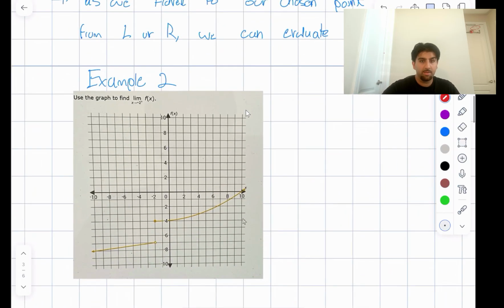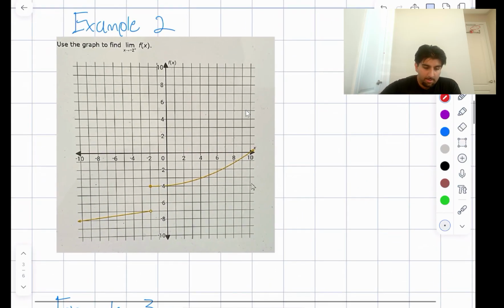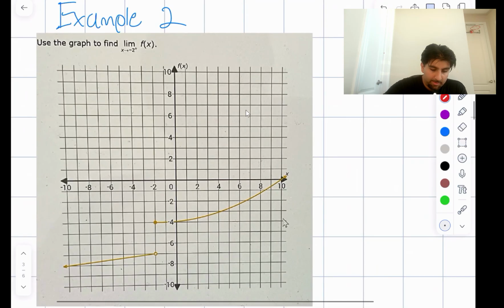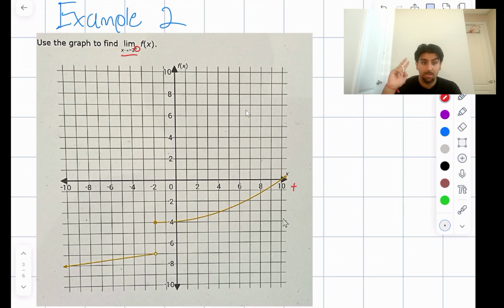So let's try this example. Here it's asking us to find the limit as x approaches -2 from the positive side. So this is the positive side, right? The right side is the positive side, technically. You can say right, positive.